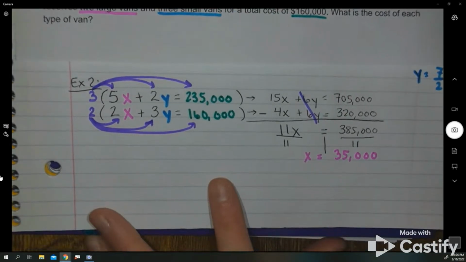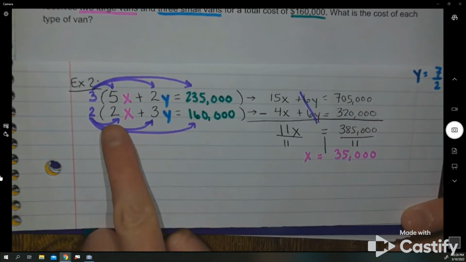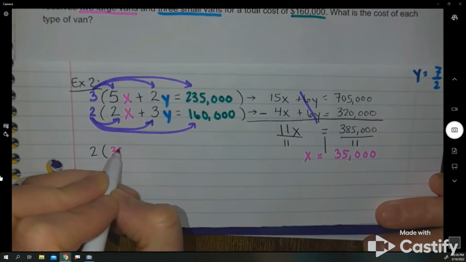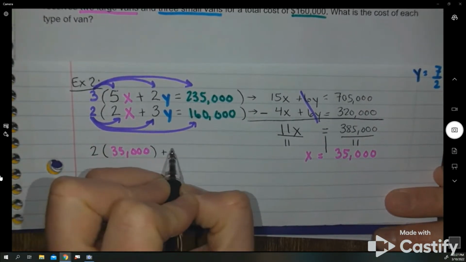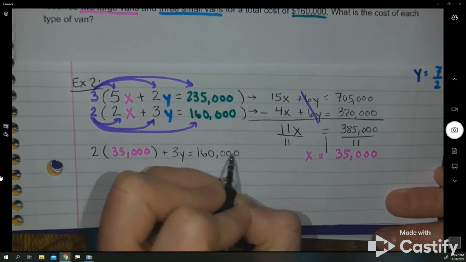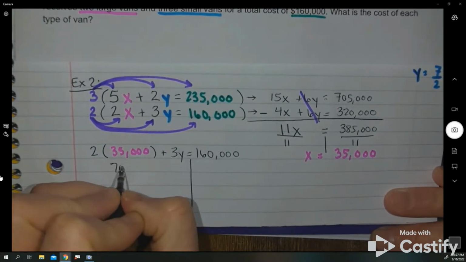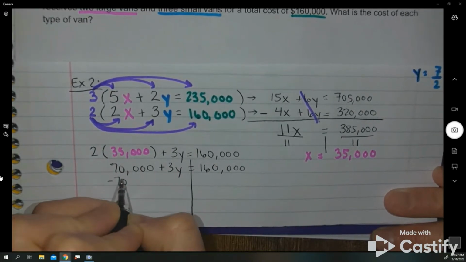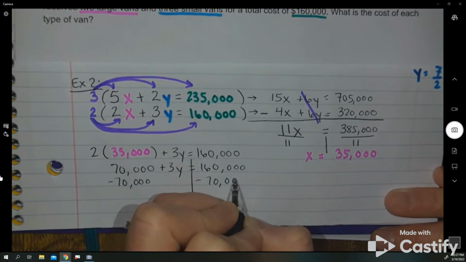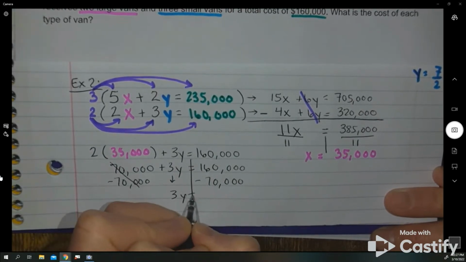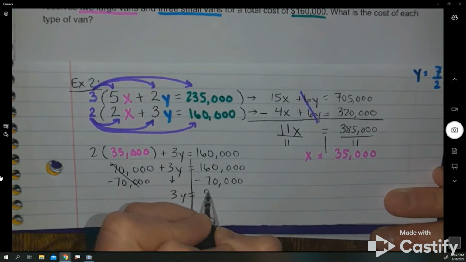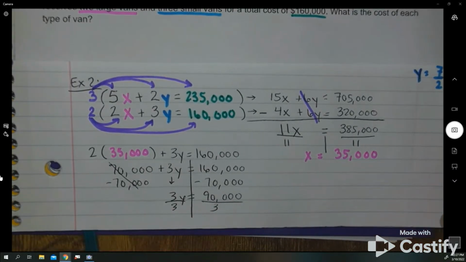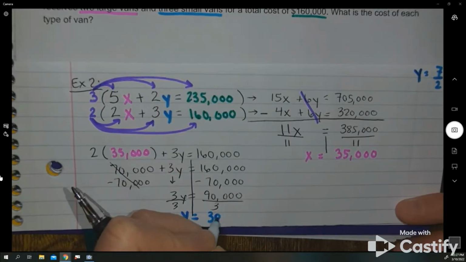Now that I know x equals 35,000, I can choose to plug it back into one of my equations. I'm going to choose the bottom one. Again, a little bit smaller numbers to work with here. So I've got 2 times 35,000 plus 3y equals 160,000. 2 times 35,000 is 70,000. Bring down the 3y and the 160,000 we haven't used yet. Subtract 70,000 from both sides. We have 3y equals 160,000 minus 70,000, which is 90,000. Divide by 3. And we discover that y equals 30,000.